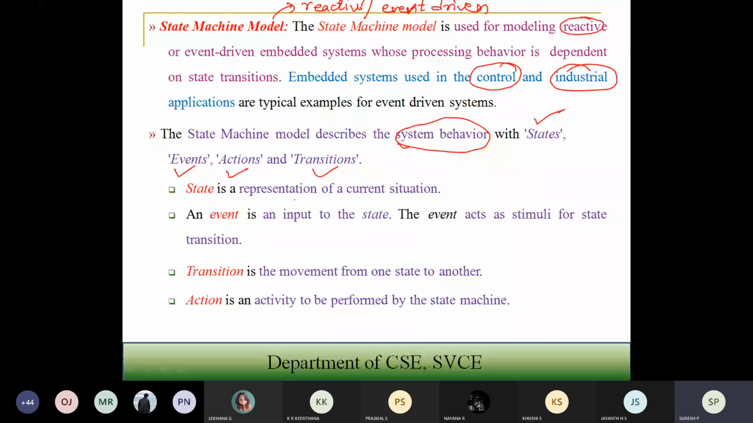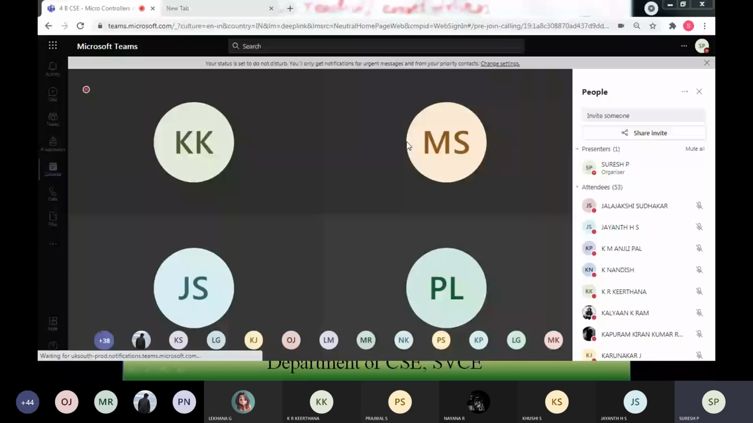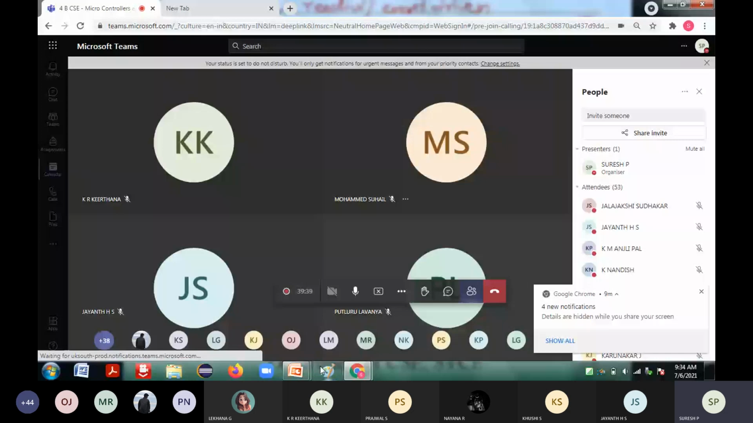Now the transition is going to take place. What is the transition you are going to make? You have been sitting in one place, you have to stand up, take the bag and start moving. So transition is going from one state to another state. If you are changing from sitting to standing, it is changing from one state to another state. So transition is the movement from one state to another state.